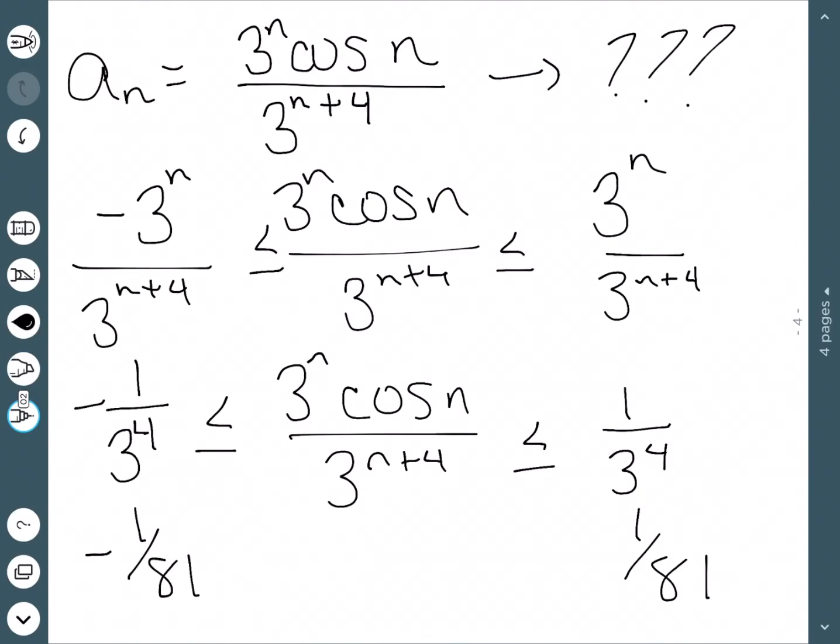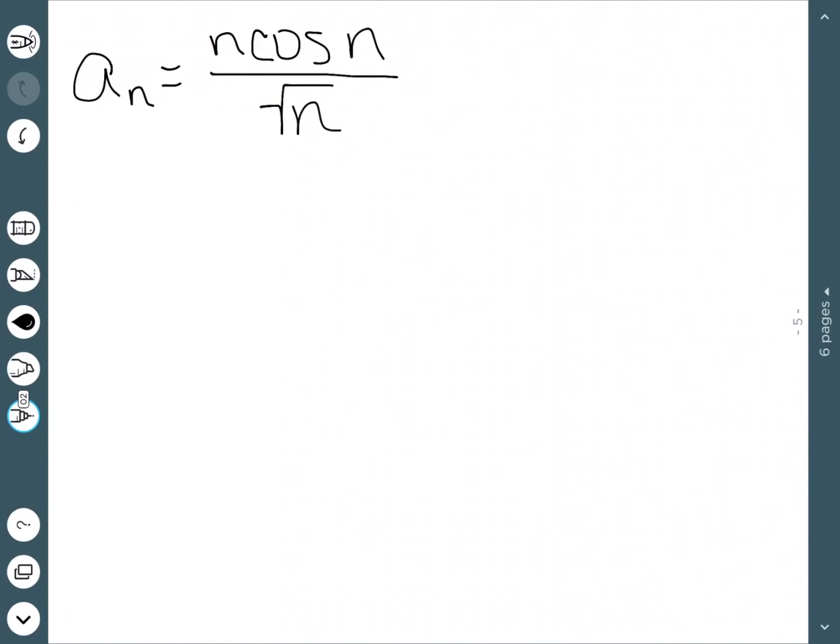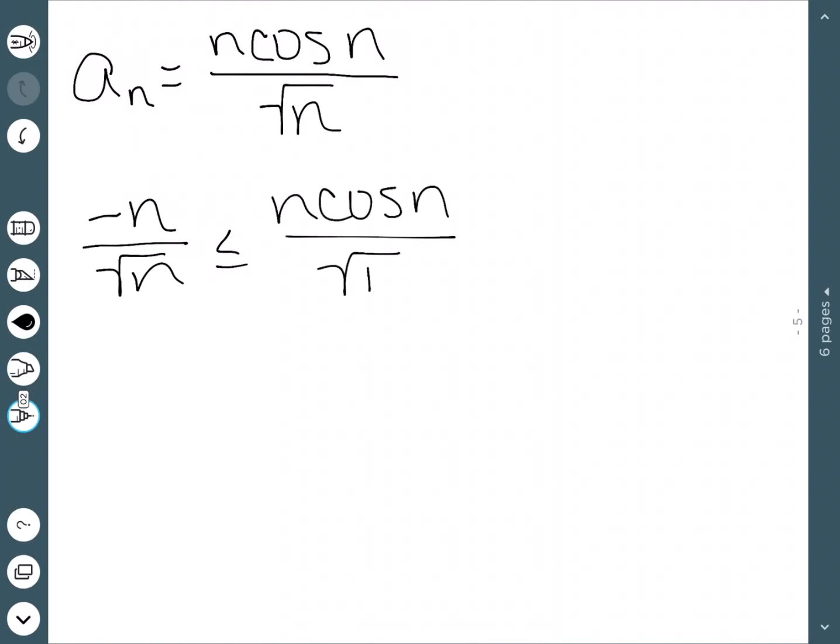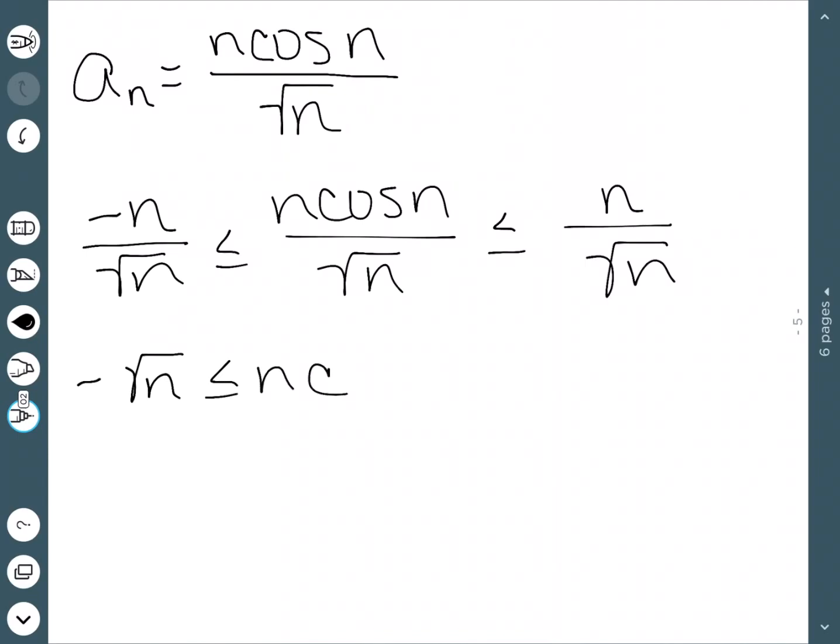Let's look at one more example. Here I have n cosine n over the square root of n. Cosine is going to be trapped between -1 and positive 1. So on the left, I have -n over the square root of n, and on the right-hand side, positive n over the square root of n. Reducing this, on the left, I'm going to be left with negative square root of n, less than or equal to n cosine n, less than or equal to positive square root of n.